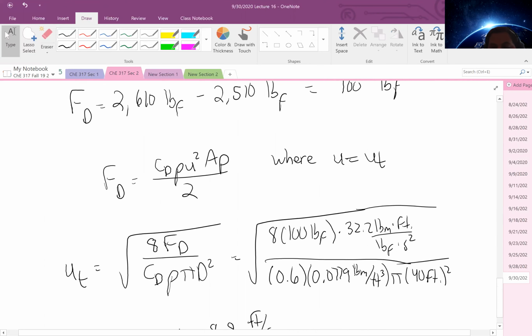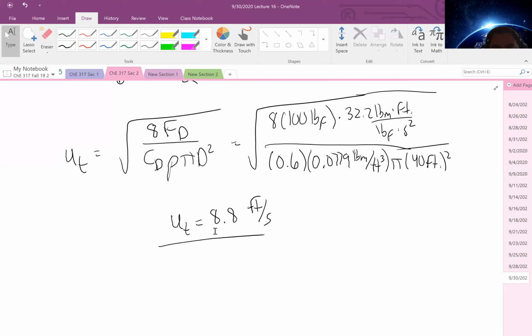So let me double check this number. 8 times 100. Actually, when I do this, I get a little bit higher value. So I need to update my notes. I got about 10.5 feet per second.